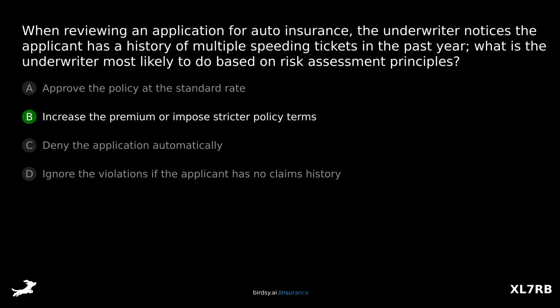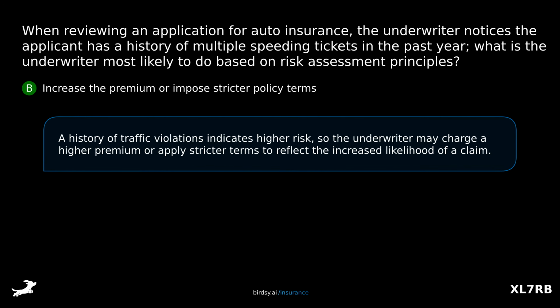The correct answer is B, increase the premium or impose stricter policy terms. A history of traffic violations indicates higher risk, so the underwriter may charge a higher premium or apply stricter terms to reflect the increased likelihood of a claim.